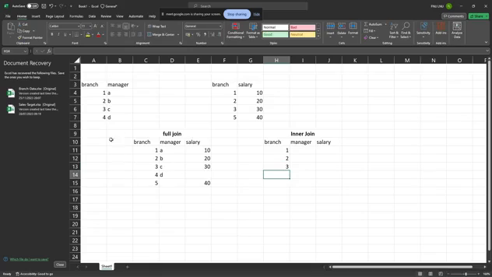I'm not going to be displaying four and five because four does not have a value in the second table, and five does not have a value here. So I'll be displaying only those values that have corresponding values in both tables. So the manager for this is A, B, C, and the salary is 10, 20, 30.